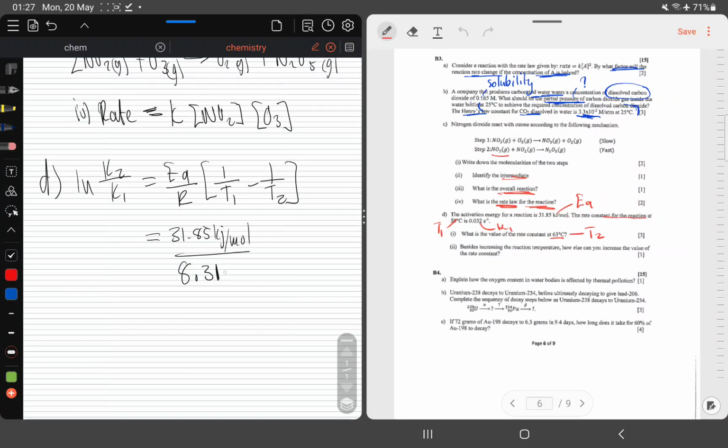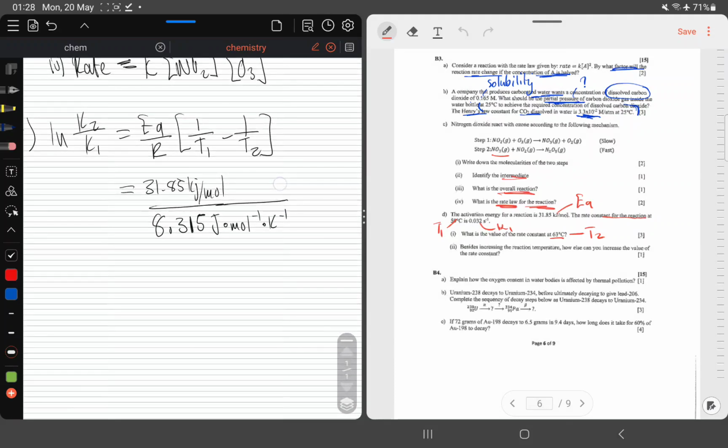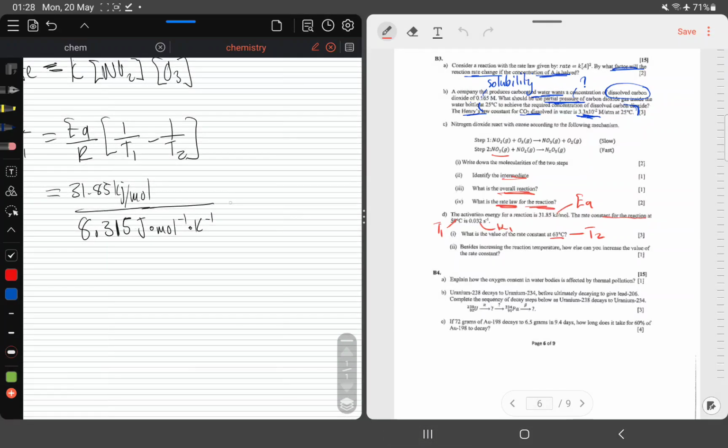All right. So, and his value is going to be 8.31. You can have it as 8.315. Then you would have joules times moles to the minus 1 times Kelvin to the minus 1. Which you can say joules per mole per Kelvin. And this is going to multiply 1 over, what is our T1? 50 degrees, but we are going to change it to kelvins.